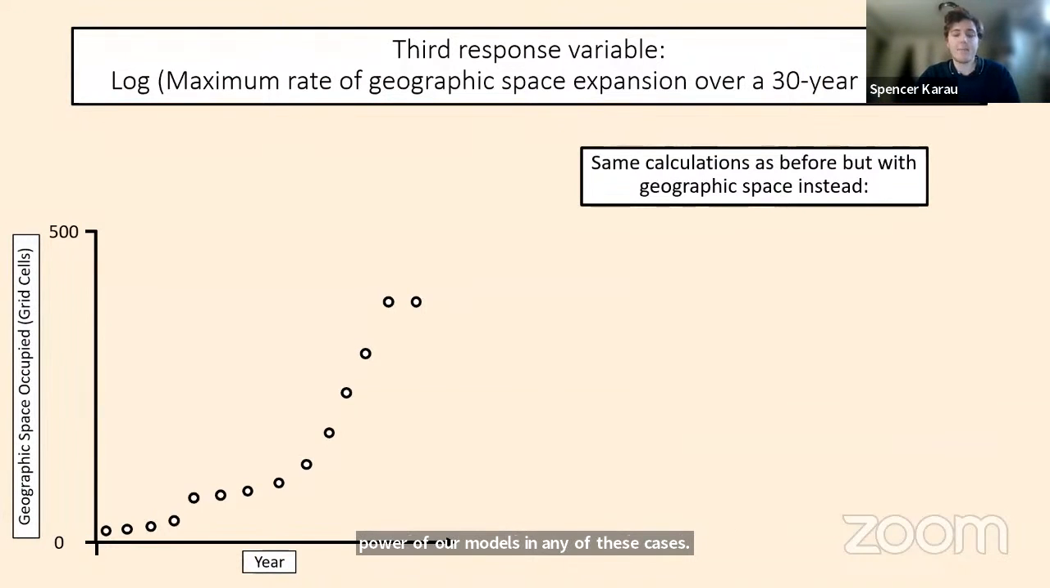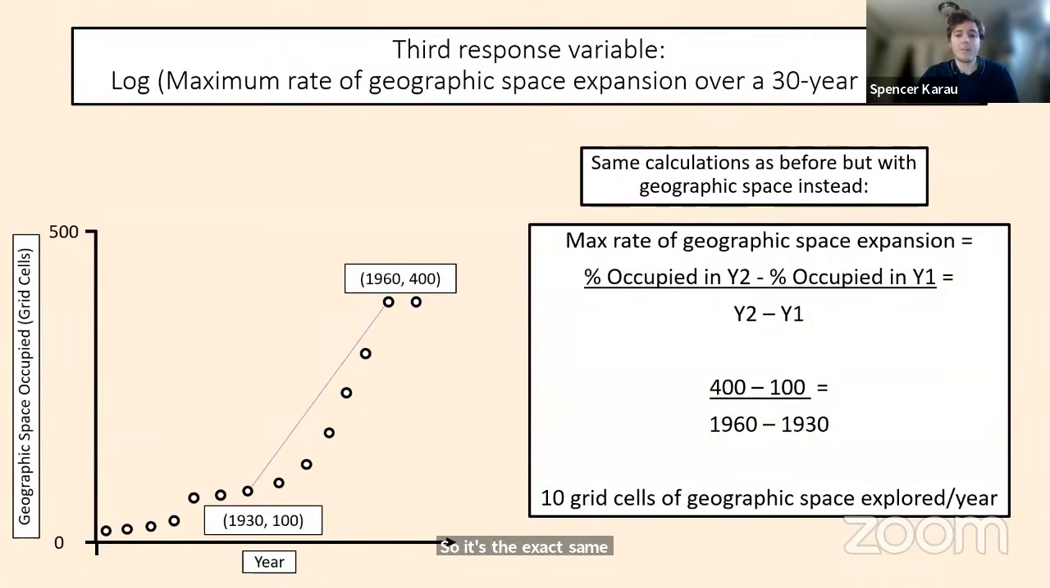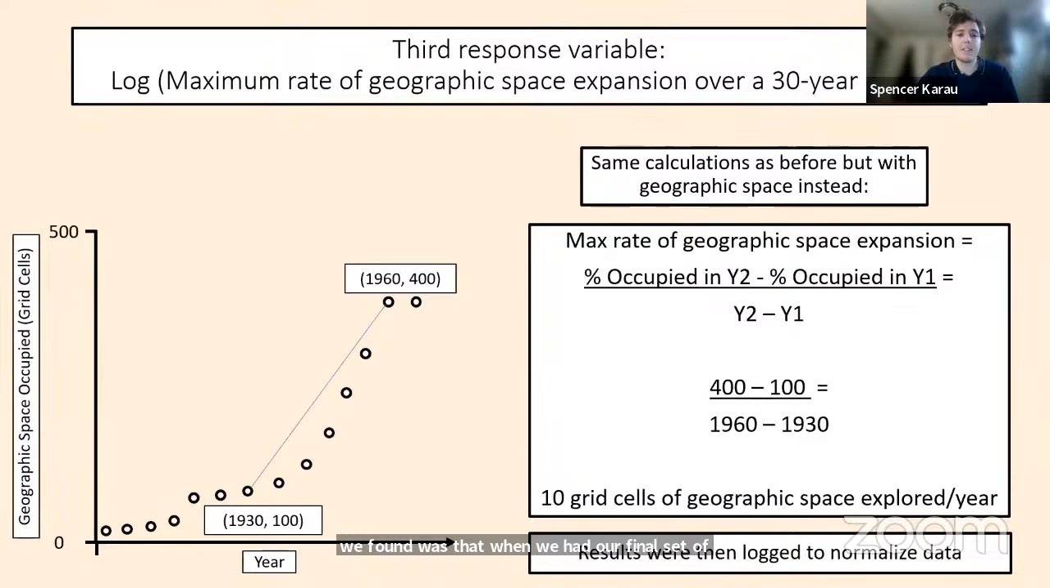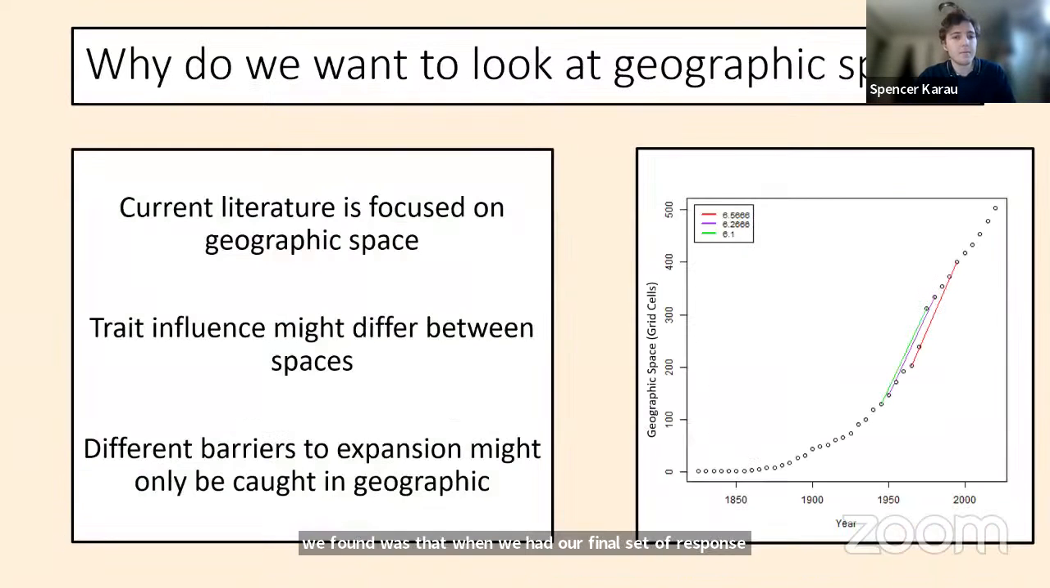This was looking at the same thing as our second response variable, but rather than looking at spread rate in climate space, we were looking at spread rate in geographic space. So it's the exact same calculation as before, but looking at things in terms of geographic space. And we found that for this final response variable, we had to log it to normalize our data. We wanted to look at the data in geographic space for two main reasons.